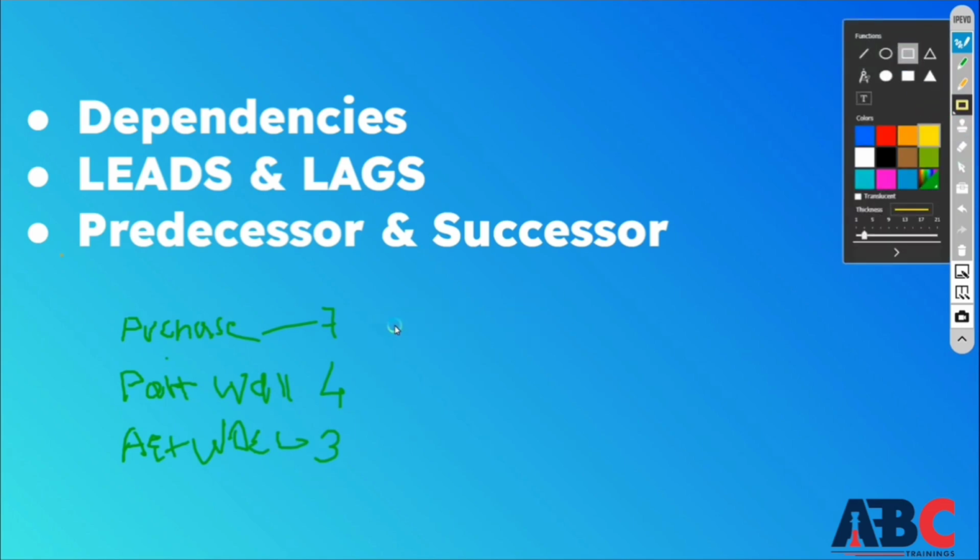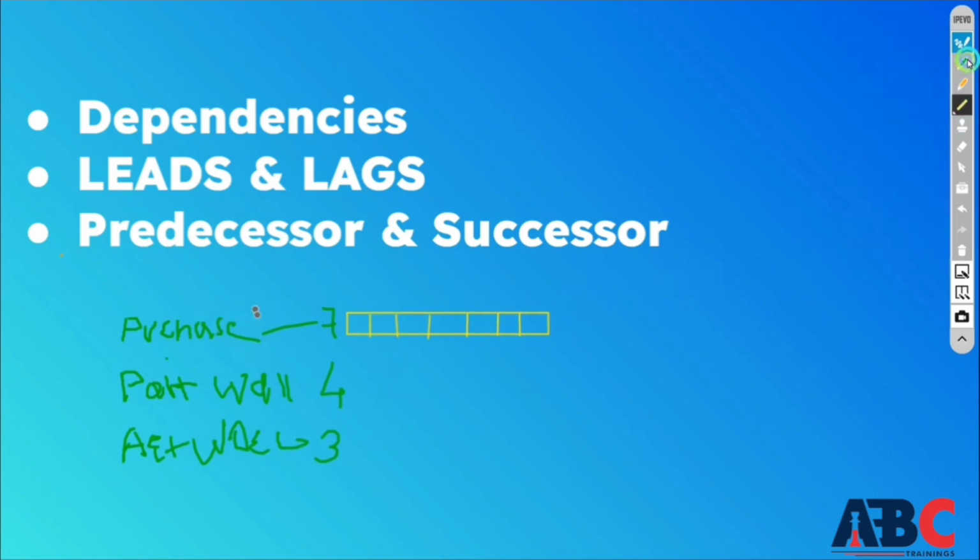I had said that this activity is for 7 days. So here I took this and divided it into 7 days: 1, 2, 3, 4, 5, 6, and 7. This is my first activity of 7 days. So when does this purchase activity end? Suppose I am starting this work on 1st January, so it will end on 7th January.